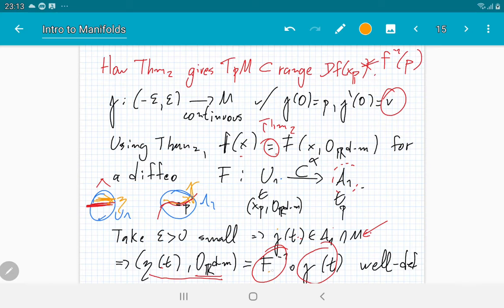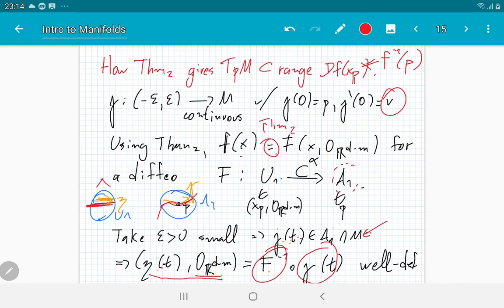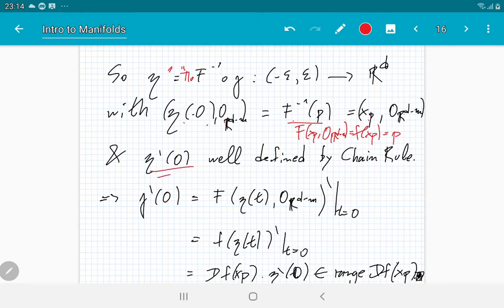So, what's the point? I can invert gamma by F, and because the points of gamma lie in M, the inverse points are of the form eta of t, 0. So eta is basically, to be taken with a grain of salt, F minus 1 composed with gamma, except that you have to take a projection here. But let's ignore that. I know that eta of 0, 0 is F minus 1 of p. Remember that xp gets mapped by little f to p, so capital F of xp, 0 in Rd minus m is equal to p. So the preimage of p is this guy. Now eta prime of 0: just from this formula, if I want to differentiate eta, I just need to differentiate this guy at t equals 0, and that I can do by the chain rule. So the important thing is that eta prime of 0 is well defined.